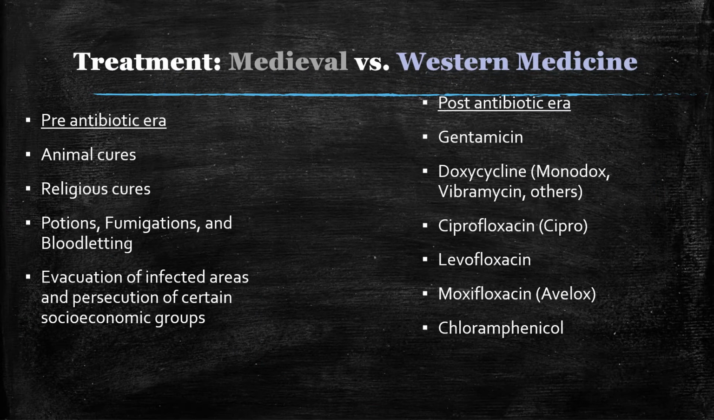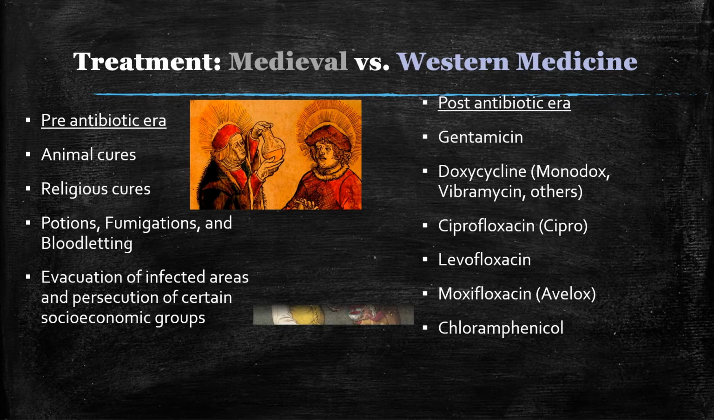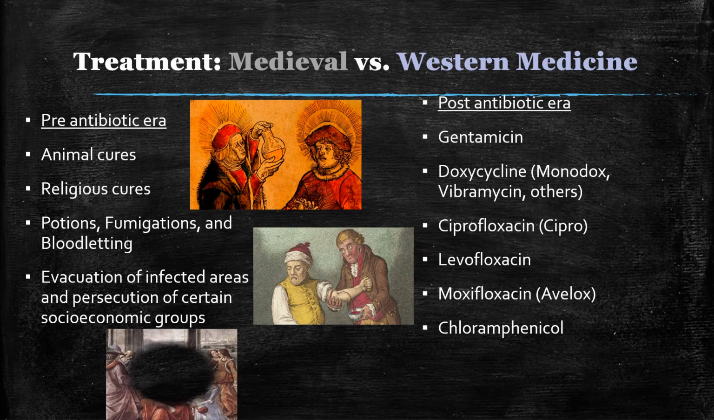When it comes to treatments, it's important to talk about medieval versus Western medicine treatments. Before the creation of antibiotics, doctors would engage in animal cures such as deplucking a chicken and attaching it to a sick patient. And if over time the chicken started to express those same symptoms of the plague, doctors believed that the disease was diffusing from the patient into the chicken, not realizing that nothing was being done and that actually the patient just infected the chicken as well.